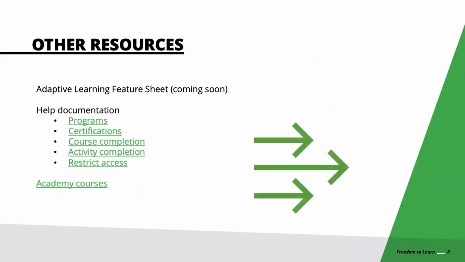So this is the programs and certification slide, which we didn't really need to use. I wanted to just let you know that there is a range of other resources available to you. We have just written an adaptive learning feature sheet that's going through the design process now, so it should be available on our website under the resources section very, very soon. There's a range of help documentation and Academy courses on these subjects, as I've said, and this slide will provide links directly to those help pages. Which takes us to questions.